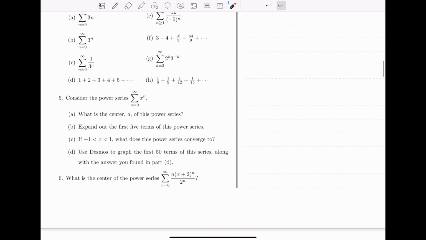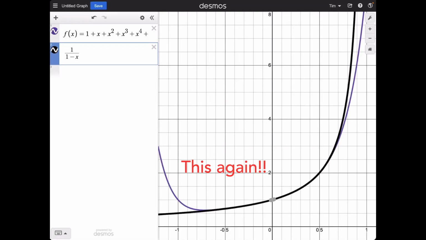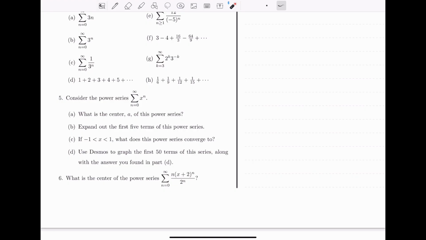Here we have the power series, which is just the sum from 0 to infinity of x to the n. Does this look familiar? If we expand this out, we're going to get that polynomial that we looked at in the very first video of this section when we looked at that Desmos example. So let's go ahead and find the center of this power series. We'll expand it out and explore what happens with this power series.